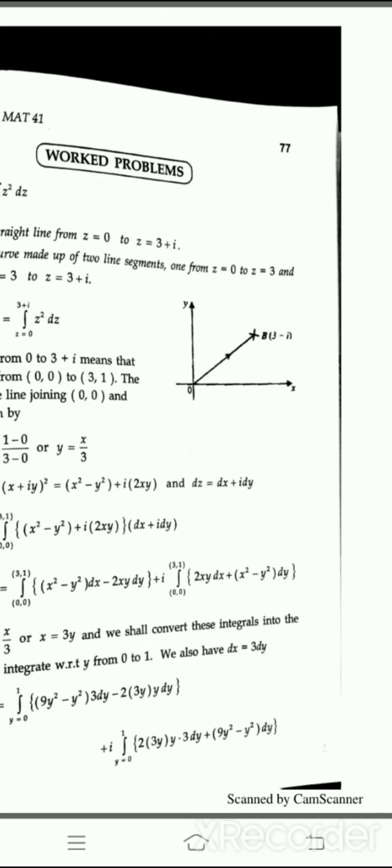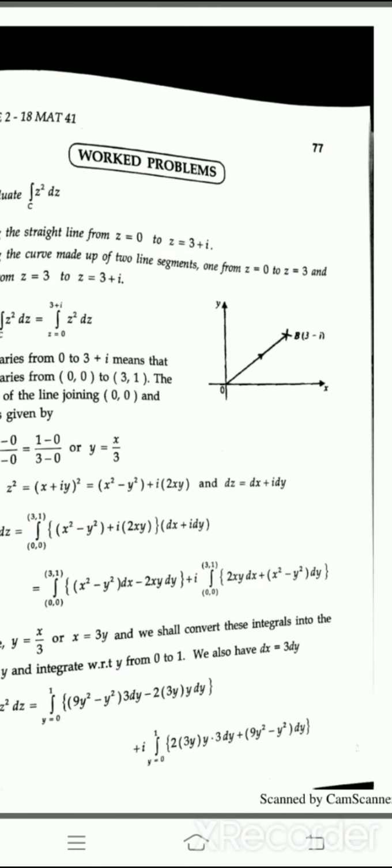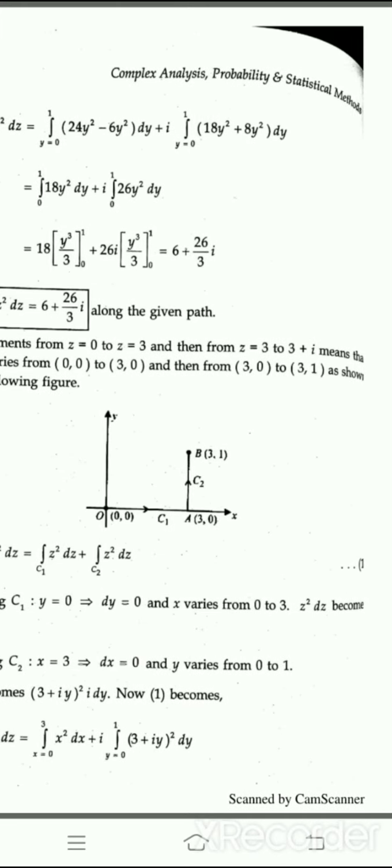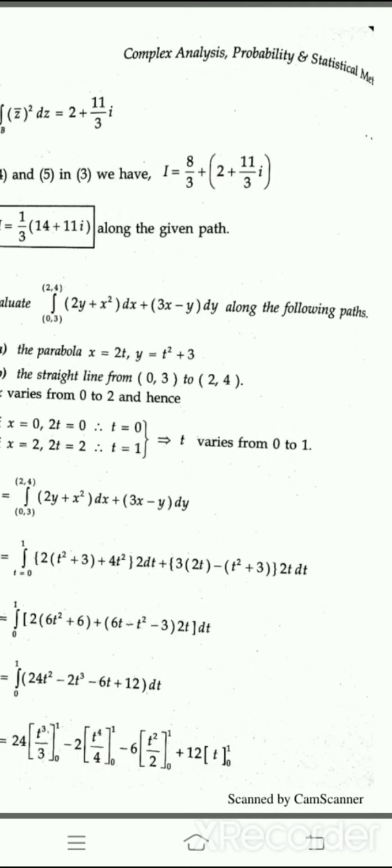So these are the main points. Evaluate the integral of z square. It is a very simple type of problem, you only have to apply the integral method. These are also similar type of problems, do them as homework. Evaluate z bar whole square is also similar. Here z bar means x minus iy, and like that you have to use it. These are all similar type of problems.